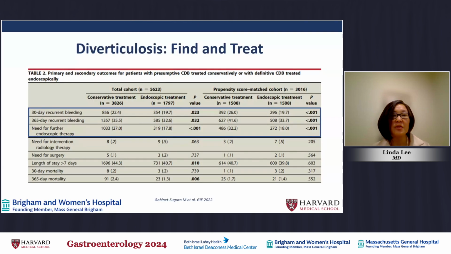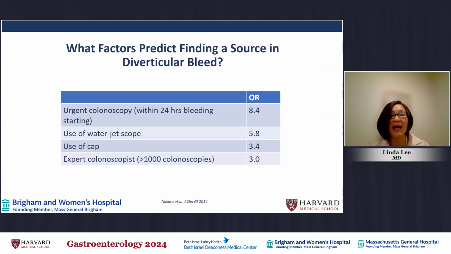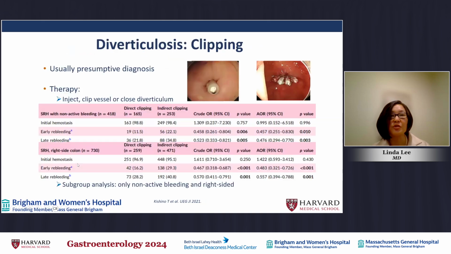So as you might expect, if you see a lesion that's bleeding or it's a source of bleeding in diverticular bleeding, treating endoscopically is superior to not treating, and this is simply what this study says. In terms of how to identify a source in diverticular bleed, if you do the colonoscopy urgently within 24 hours, that's been shown to increase your chances of identifying the source, as well as using water jet, using a cap, and having an expert endoscopist do these procedures.